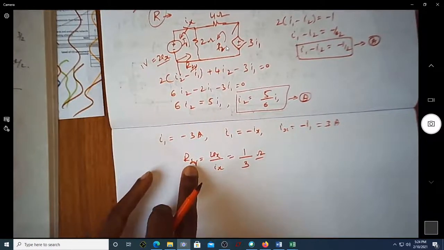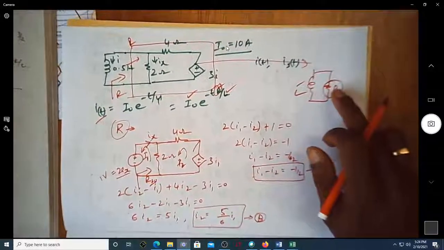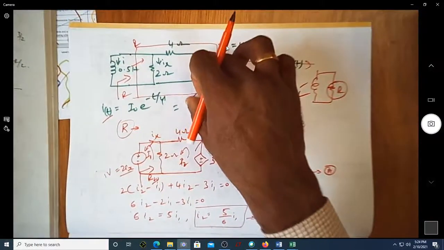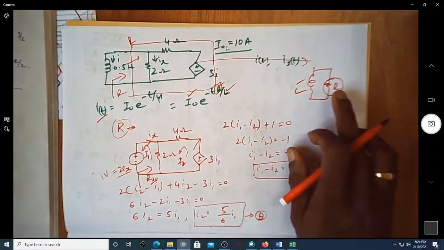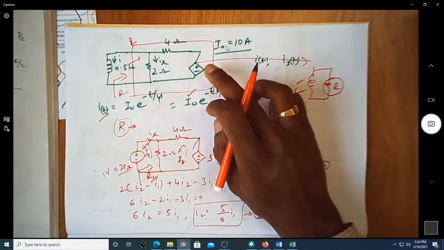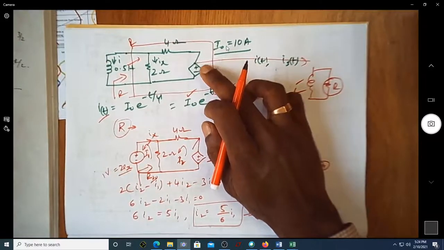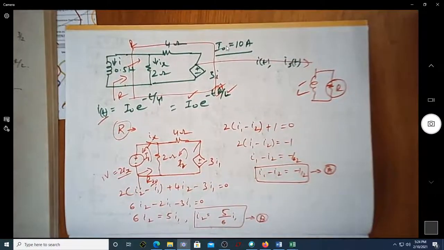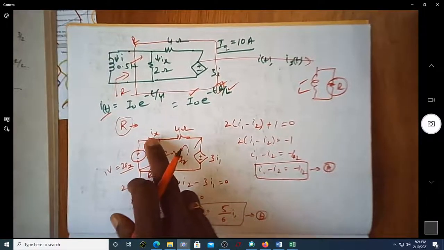I required this R equivalent because I was supposed to know the equivalent resistance of this network. We found it this way because you had a dependent source. So when you have a dependent source, put a dummy source here, apply Thevenin's theorem, and try to find out what Ix is.